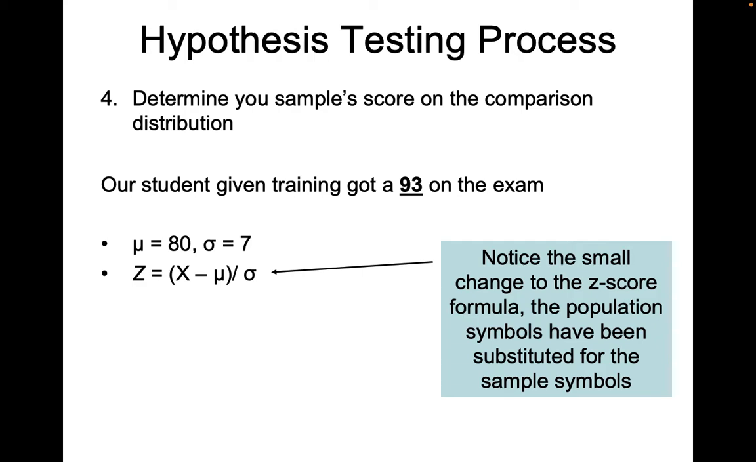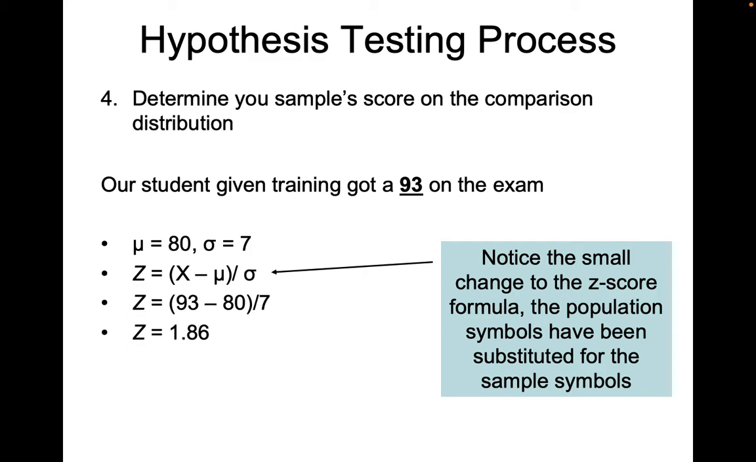Here's our z formula. I want you to notice a small change to the z-score formula that we used in the previous lectures. Here, the population symbols have been substituted for the previous sample symbols. So whereas previously we had x minus M, now you can see that we have x minus mu, but it basically means the same thing. We're taking the raw score minus the mean, and then we're dividing by sigma, which is the standard deviation. So it's the same formula, it's just the symbols have been modified to reflect the population parameters.